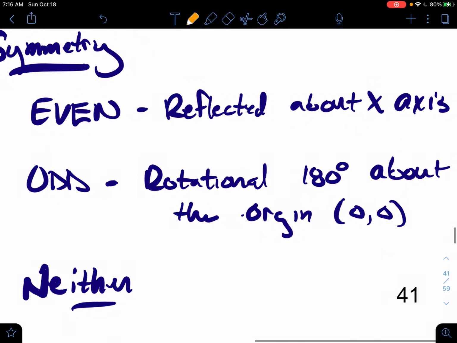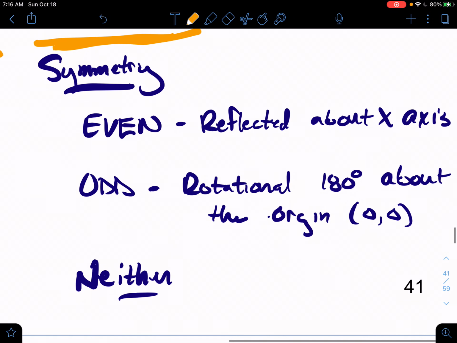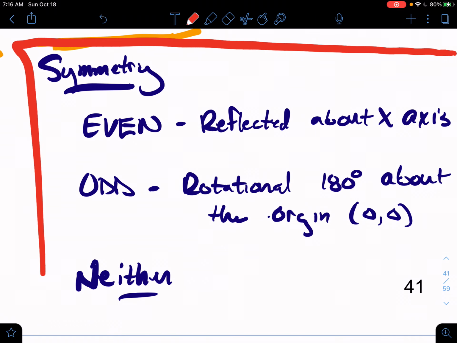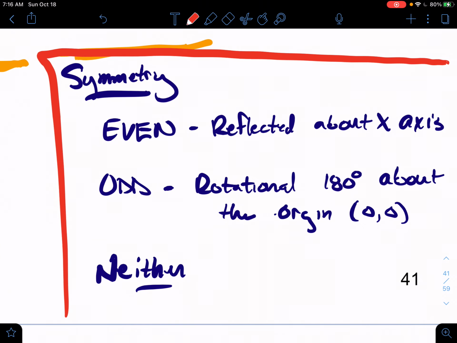Now, one last piece that hasn't been discussed yet, and I didn't have a slide in here for it, so I want to make sure you know about it, is symmetry. There's going to be two types of symmetry that we talk about. We talk about even symmetry and odd symmetry.